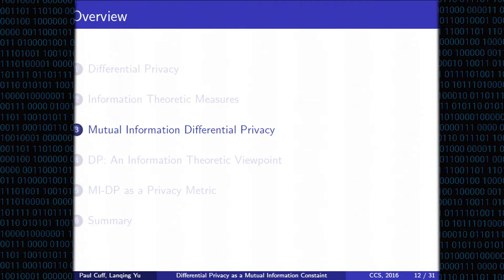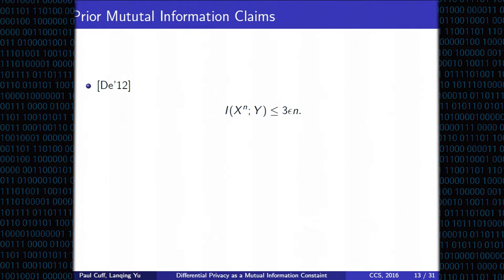Now I will talk more about our privacy metric. First, I want to mention some previous claims using mutual information. Here I list two of them. You can see the first one is linear in epsilon. The second one is essentially quadratic in epsilon when epsilon is small enough. The previous claims using mutual information actually have some problems. They always consider the unconditional mutual information rather than the conditional one, and they always consider the mutual information between the query output and the whole database. They miss a lot of opportunity to get something more interesting.